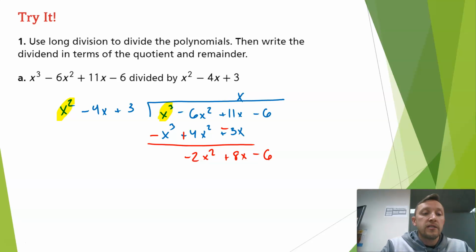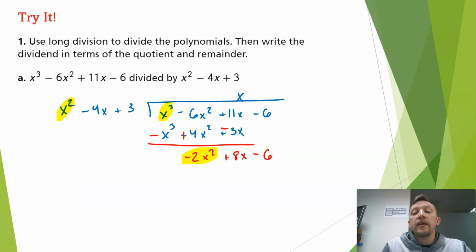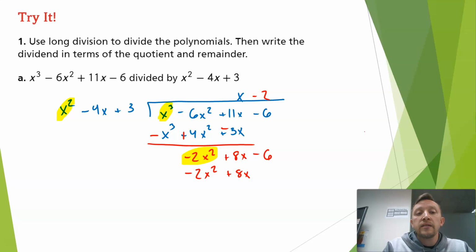So now I want to look to see what would I multiply x squared by to get negative 2x squared. Well, that would just be negative 2. So I am going to write negative 2 here. So what we're going to do is we're going to multiply everything by negative 2. So when we do that, we get negative 2x squared. And then negative 2 times negative 4x would be a plus 8x. And negative 2 times 3 would be negative 6.